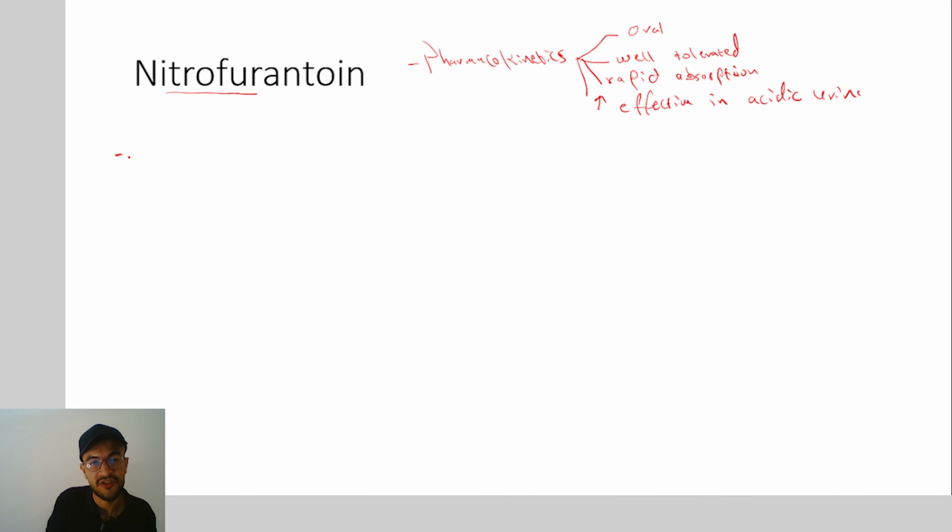The mechanism of action of nitrofurantoin is by inhibiting DNA and RNA in the bacteria, and this gives it a bactericidal effect. So, a bactericidal effect for nitrofurantoin.